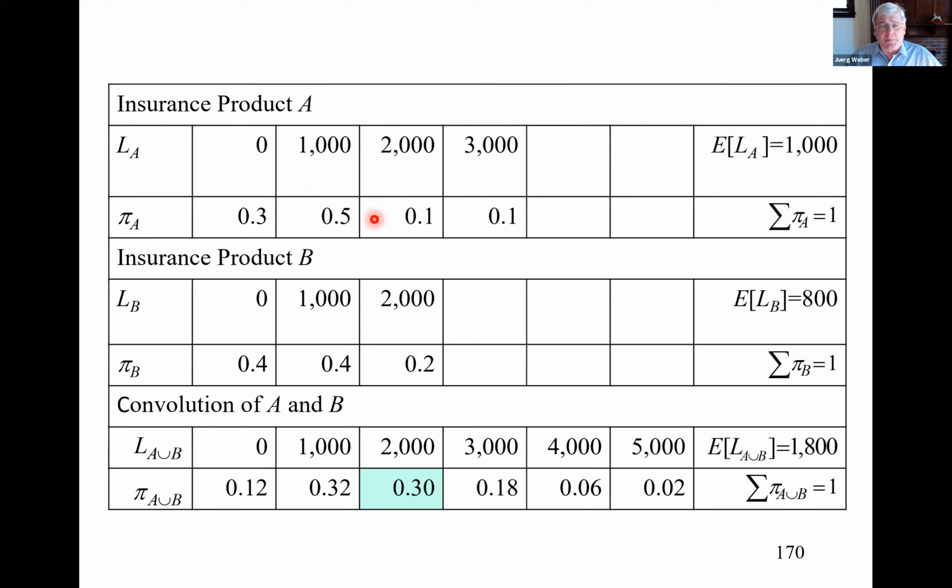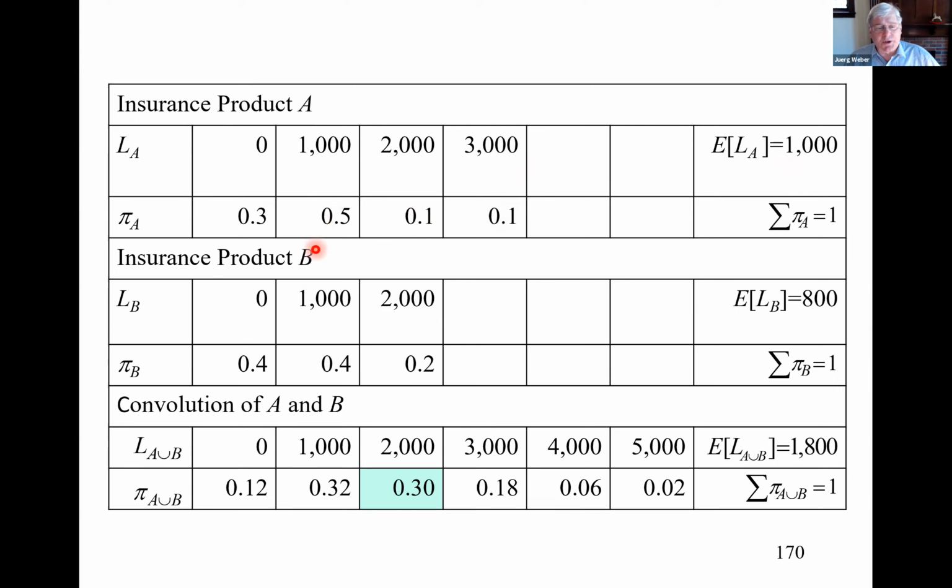Now, when you add up those probabilities, naturally, you get 1. You also can calculate the expected loss here. Just multiply each loss with its probability and add up. You will get 1,000.